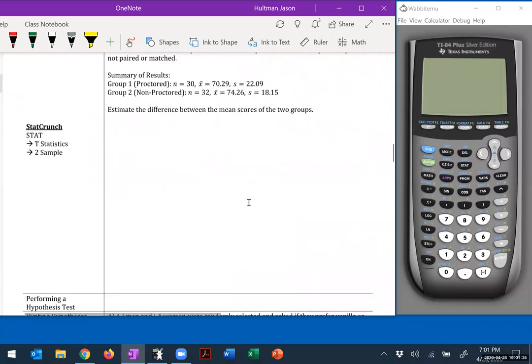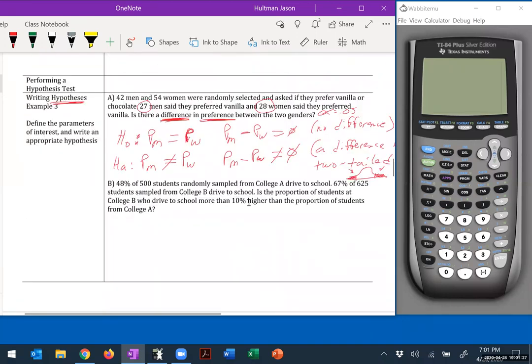So again, we're going to skip example 2. Now we have the same thing here, but we're going to write a hypothesis test. It says 48% of 500 students randomly sampled from college A drive to school. 67% of 625 students sampled from college B drive to school. Is the proportion of students at college B who drive more than 10% higher? So now they give us something to compare to.